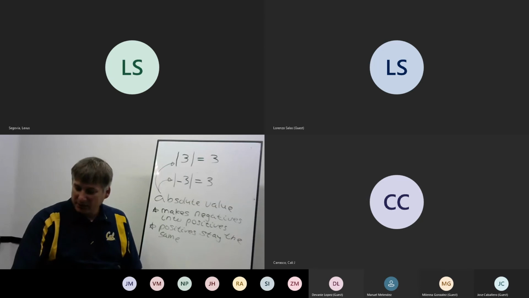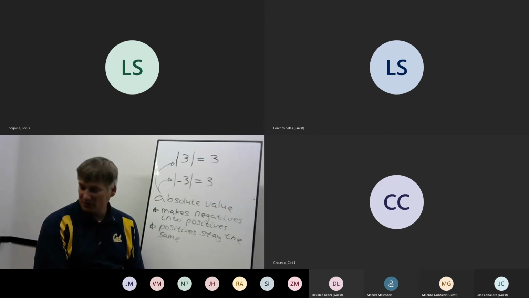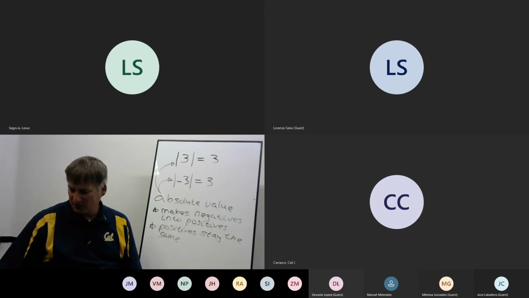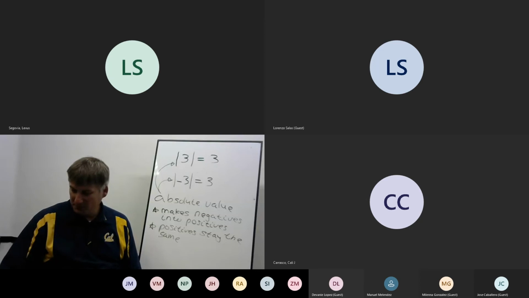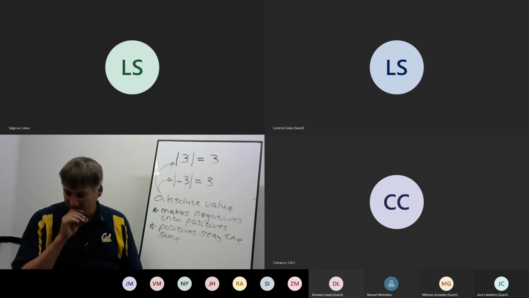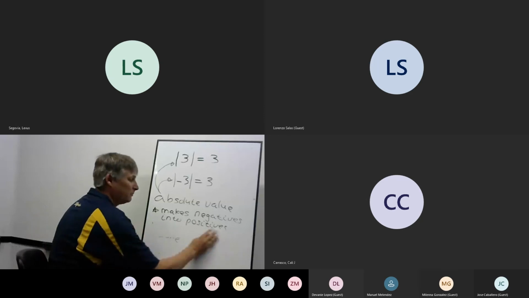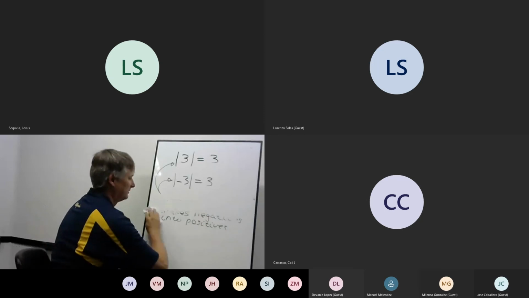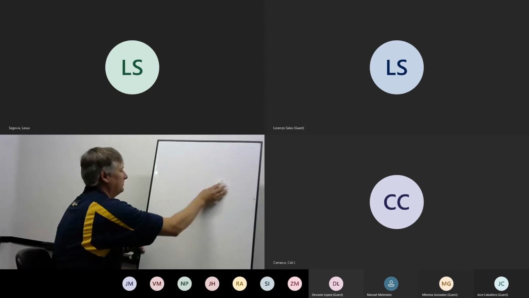Now they mention equivalent fractions in here. We've worked with these already. I'm going to go on to more negatives. And then we'll review the equivalent fractions. We will review them. So let me do some examples with absolute value.